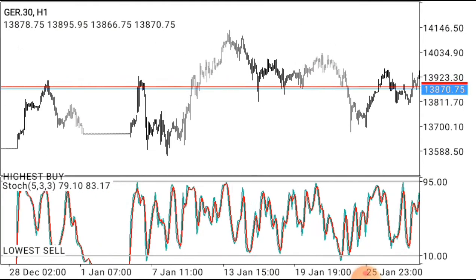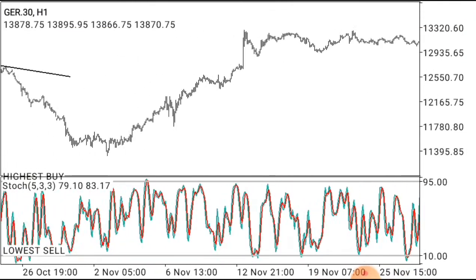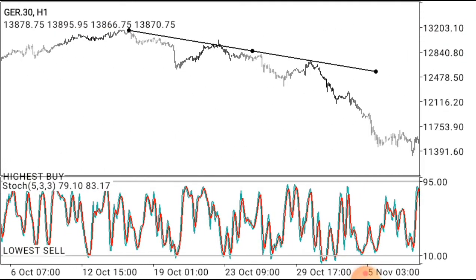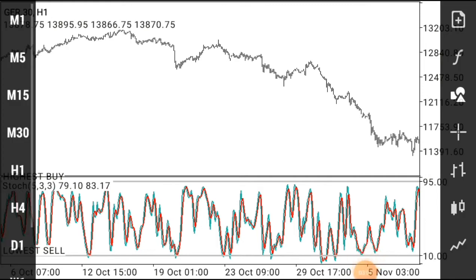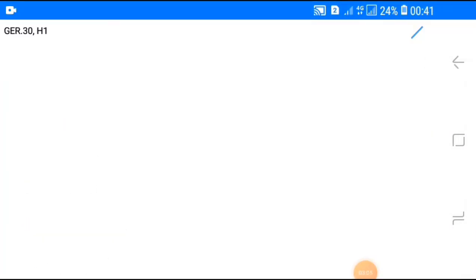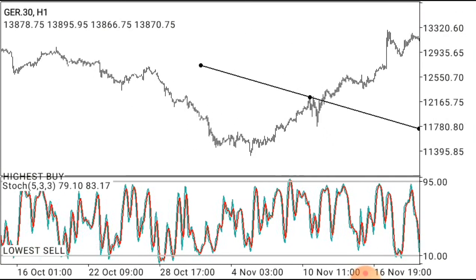So let me show you guys. Right, let me just delete this trend line. So sometimes when I don't use support and resistance, the first thing I use is the trend line. So let me just show you guys. Check this out. I'm just going to draw a random trend line.